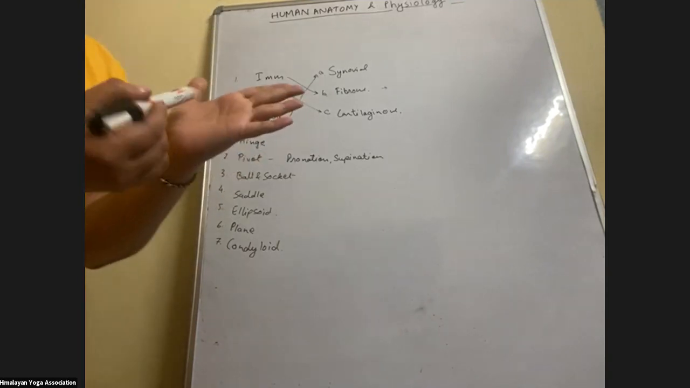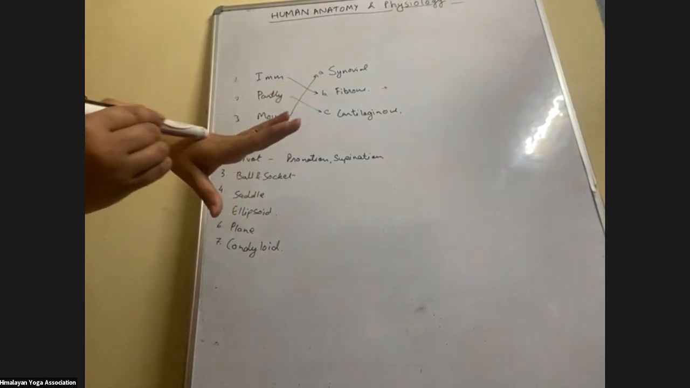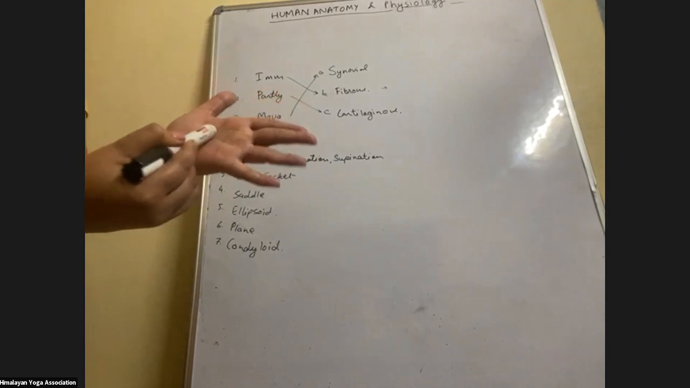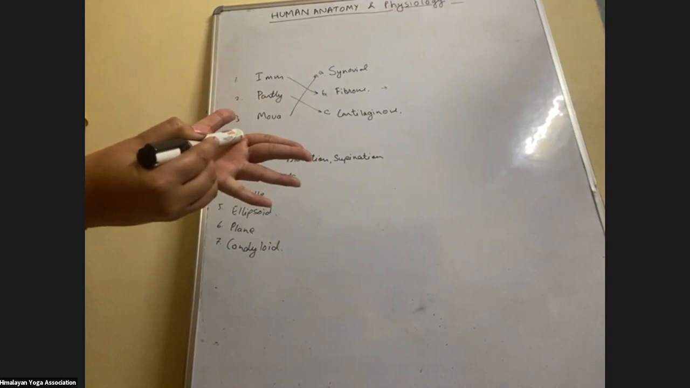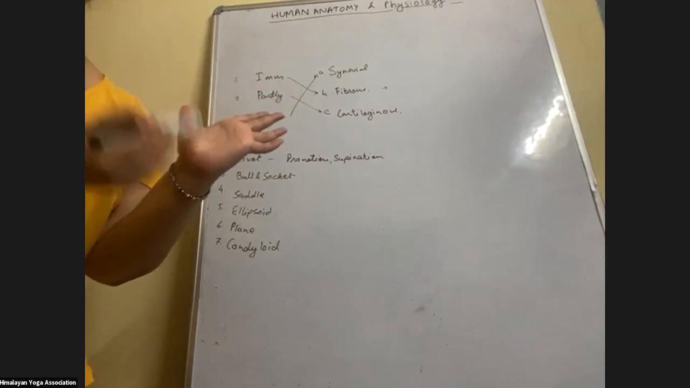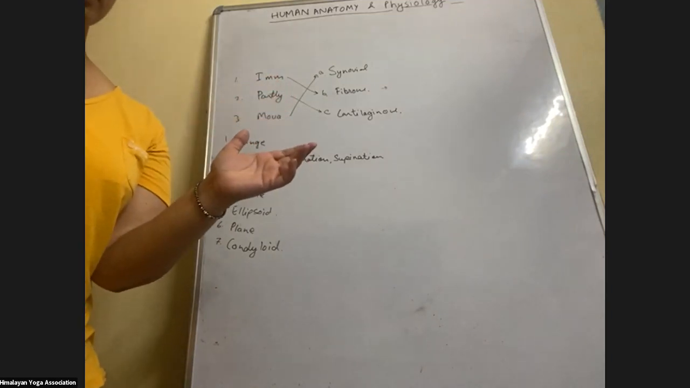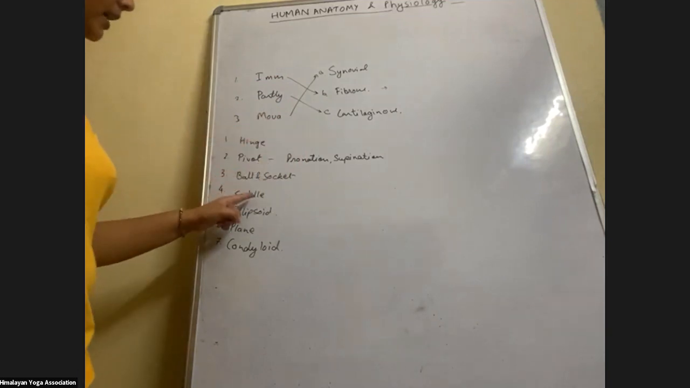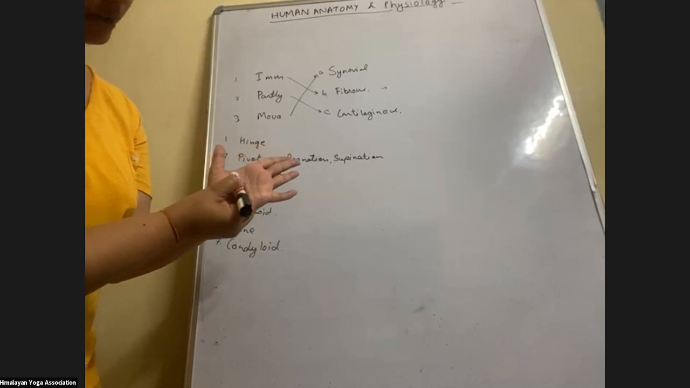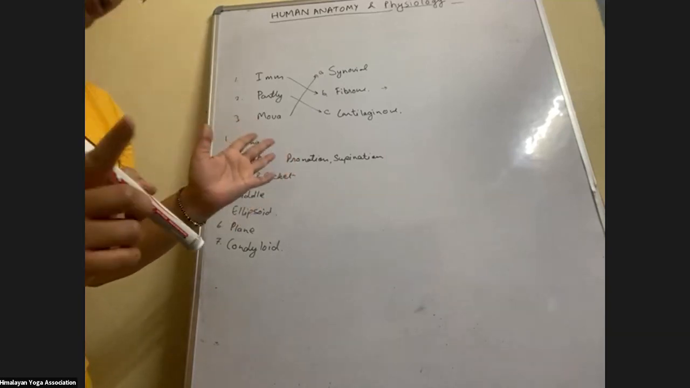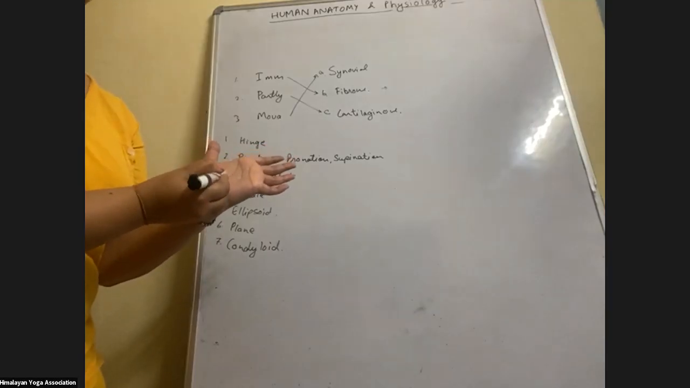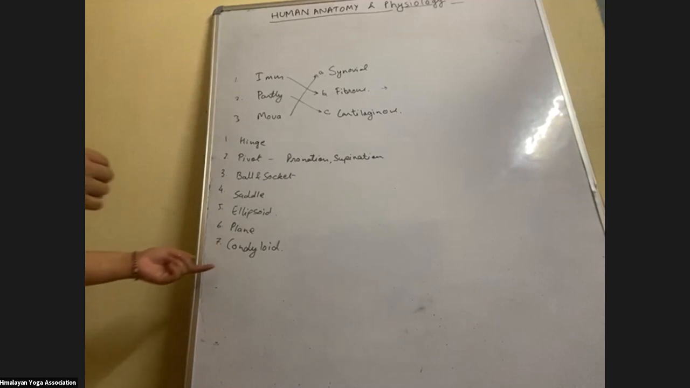Saddle is between the carpal and metacarpal. Here we have the metacarpal, so it is between the carpal and metacarpal. The plane is within the carpals, or the tarsals. You get the difference? Here, the joint between metacarpal and carpal, one carpal here, one metacarpal here. In plane, it's carpal and carpal. Yes. Condyloid.